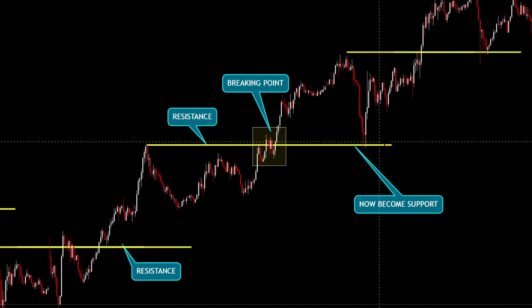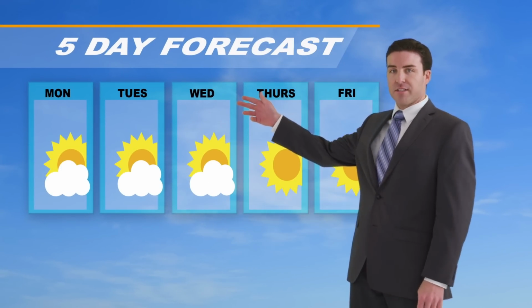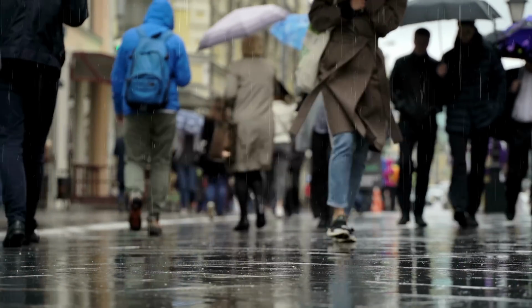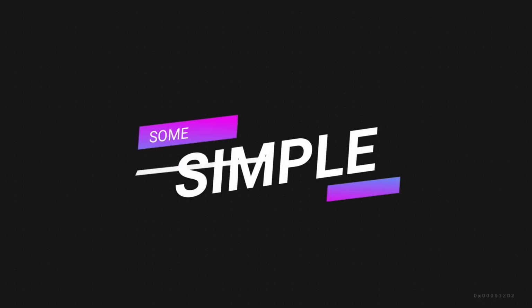Okay, so we've got our levels and we've got our lines looking sharp. But before we jump into any trade, we need to figure out which way the market's generally heading. It's like checking the weather forecast before we leave the house, and you don't want to get caught in the rain without an umbrella. We need to identify the trend direction. Now there are tons of ways to do this. Some super complicated, some surprisingly simple.